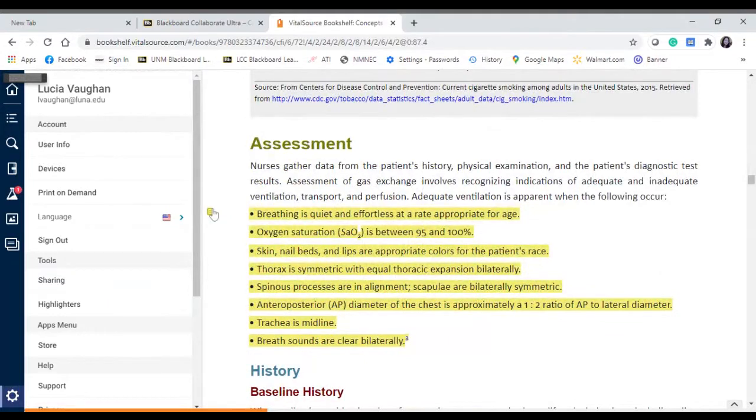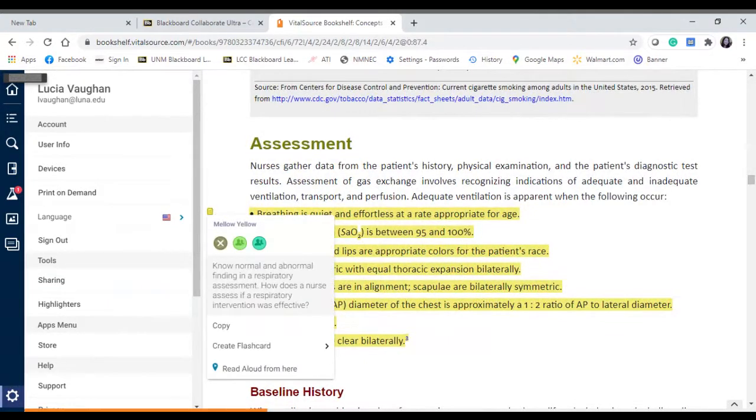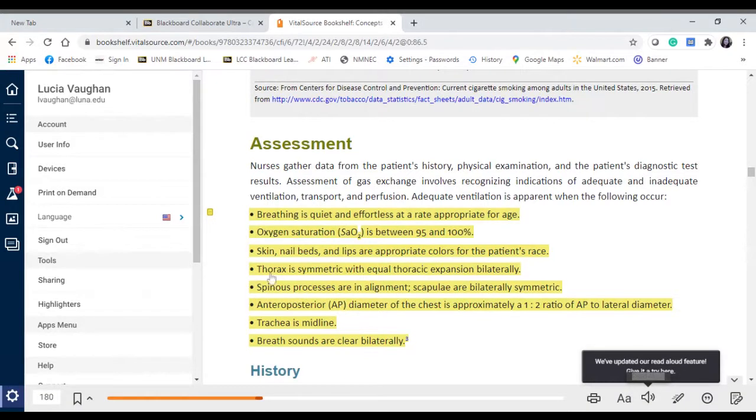Please know the difference between your normal assessment findings and your abnormal assessment findings. Also, you're going to need to know how to tell whether a respiratory intervention such as suctioning was effective. Normal assessment findings: breathing is quiet, effortless, and appropriate for age. SAT is between 90 and 100. Nail beds, skin, and lips are appropriate for the patient's race. Your thorax is symmetric and expanding equally. Your trach is midline, and you have clear bilateral breath sounds.